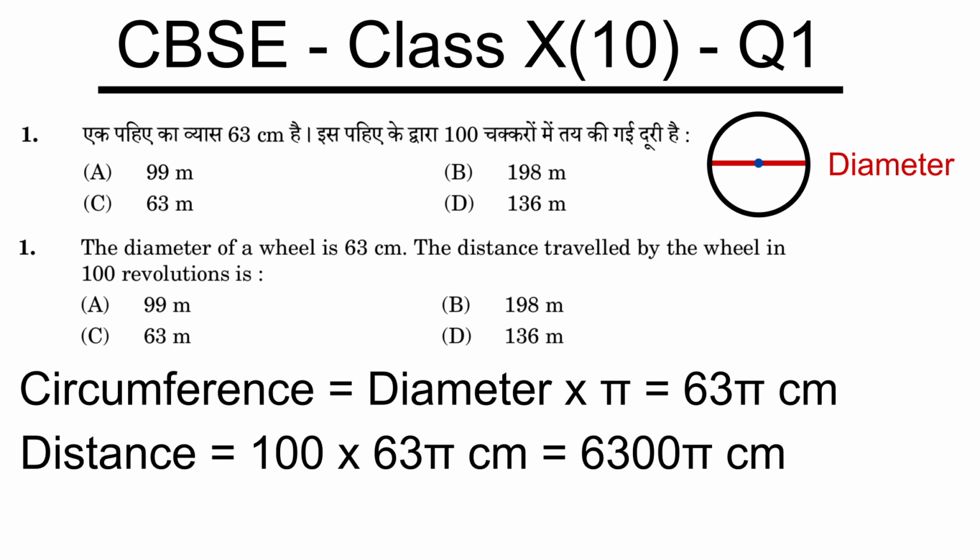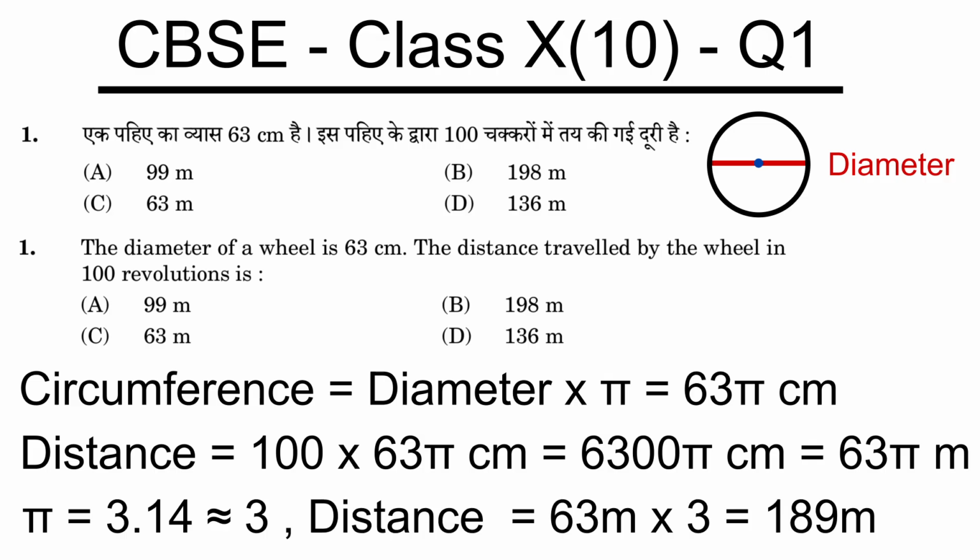And let's turn it into meters because our answer is going to be in meters. So we divide it by 100 and that gives us 63 pi meters. As our answers are so far apart, you can see we've got 99, 63, 198, I decided to use an approximation for pi to make the calculations a bit easier, as this is, I believe, a non-calculator exam. So pi is equal to 3.14, but I used an approximate of 3. So the distance will be 63 meters times 3, which is 189 meters.